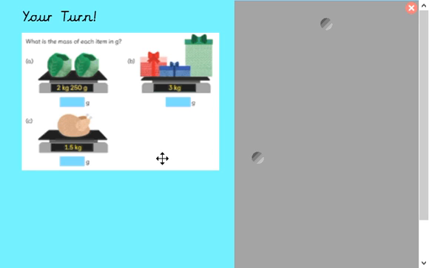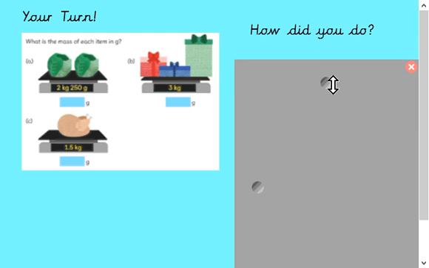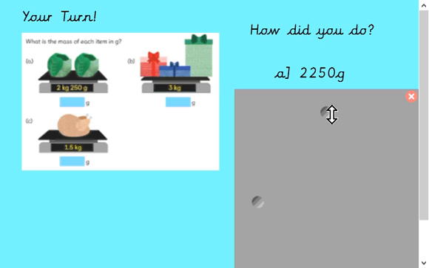Press pause while you're working, press play when you're ready to move on. Okay, how did you do? So the first one, you've got 2 kilograms and 250 grams. Well, 2 kilograms we know is 2,000 grams, and then we have 250 grams. So the first one should be 2,250.